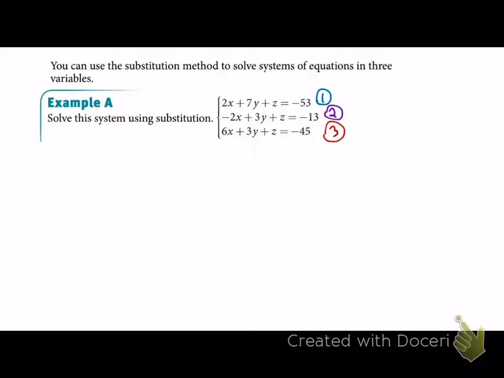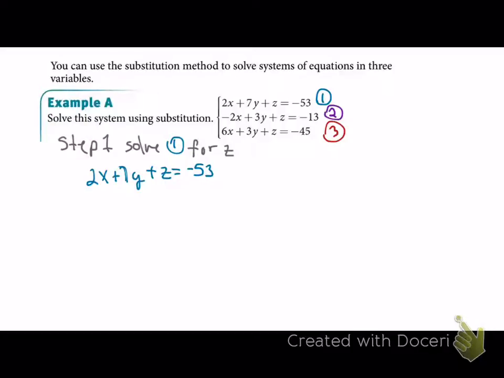All right, for step one, I'm going to write down here step one. We are going to solve our first equation for the z. So we're going to solve equation 1 for z. So I'm going to come over here. I'm just going to rewrite equation 1. I told you I was going to do that one in blue. So I have my 2x plus my 7y plus my z equal to negative 53.